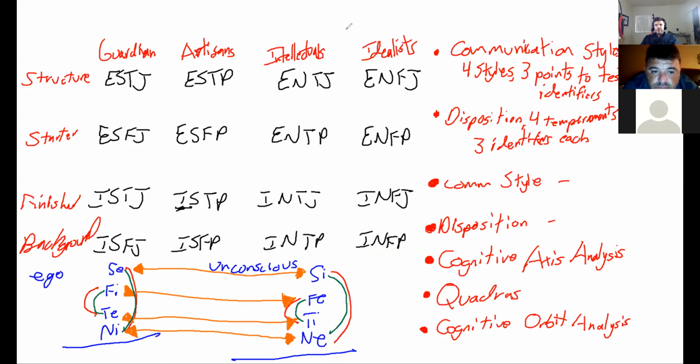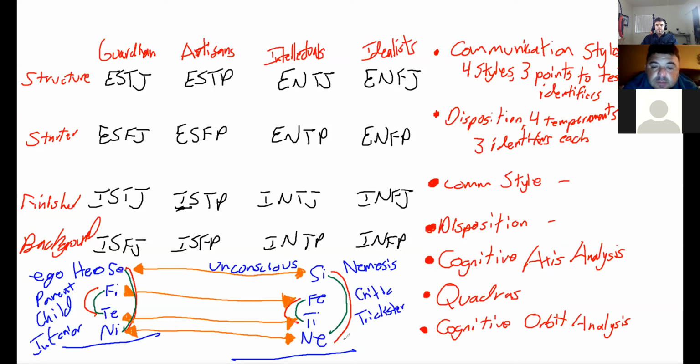So right here we have a hero function. What affects this hero automatically affects this nemesis function over here. Granted, they're not stacked on top of each other like one would expect, so this is the parent, this is the child, this is the inferior. Over here, we have the critic, the trickster, and then we have the demon. So what affects one affects the other.